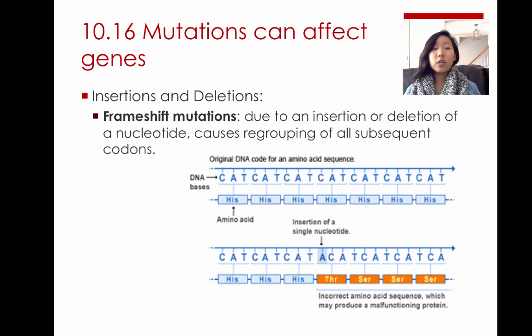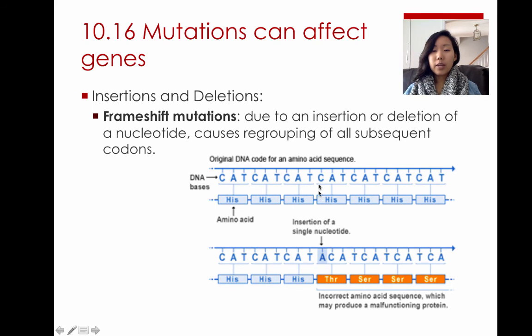Okay, the other kind of mutations you can have are called insertions or deletions. They're both different types of frame shift mutations. Frame shift mutations, which are due to either an insertion or deletion, cause the regrouping of all subsequent codons. And so when you insert a nucleotide into the sequence, because codons are read as groups of three, you're reordering all of the codons that occur after it. And that means you change all of the amino acids in the protein.